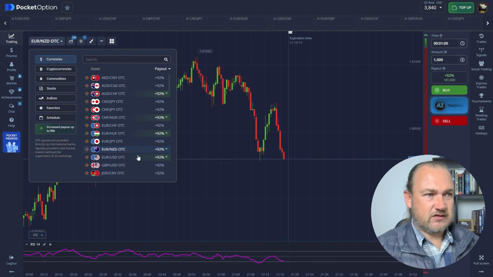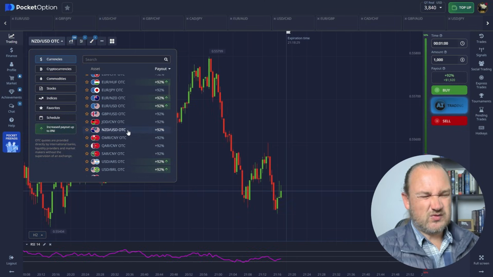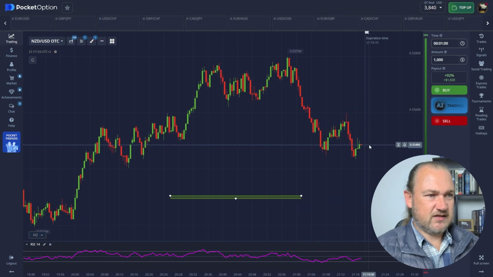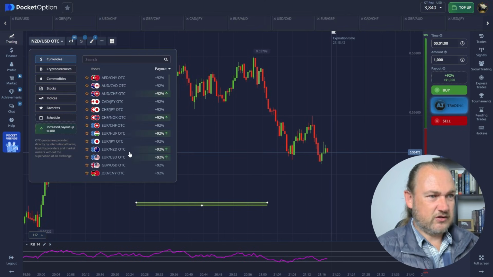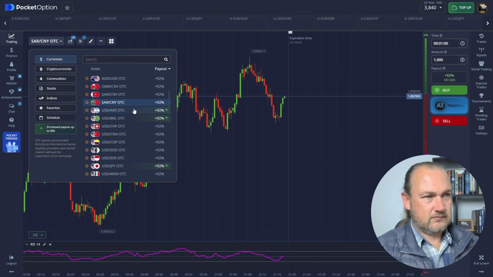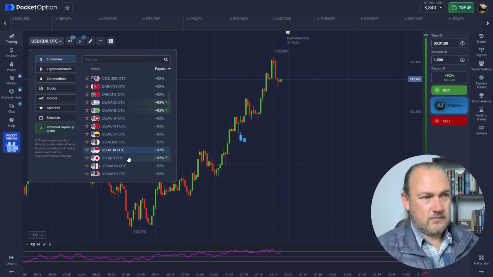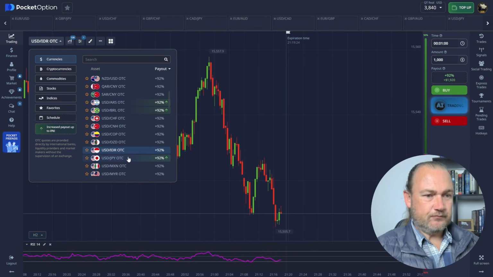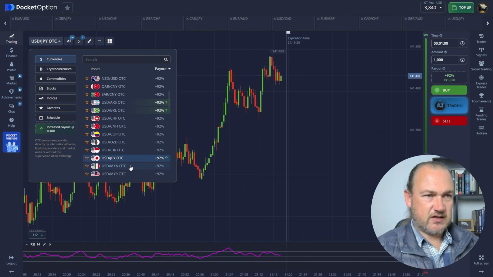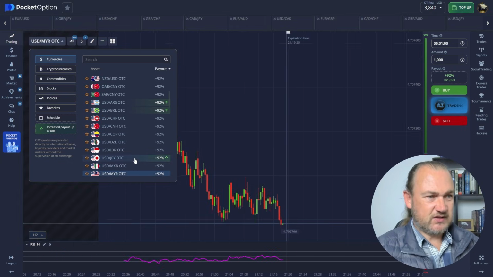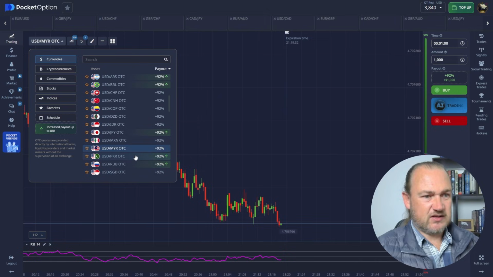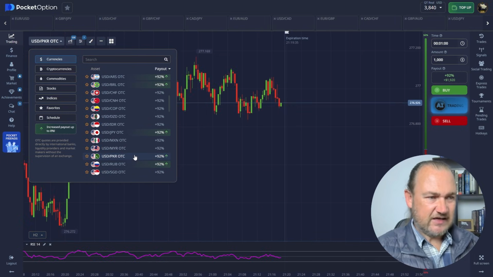Let's see if we can find some decent entries, because this is a 30-second chart, so it won't take too long. This is touch and go for me. Don't get discouraged. Sometimes you will wait a bit. It doesn't matter what strategy you are using. No strategy will perform the same every single day. You're not going to get the same amount of entries every day with a single strategy.